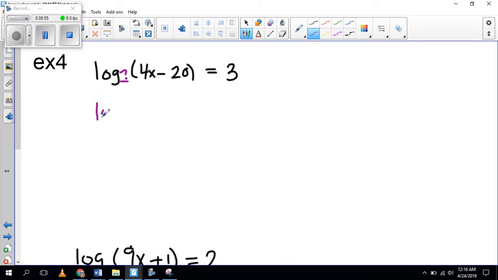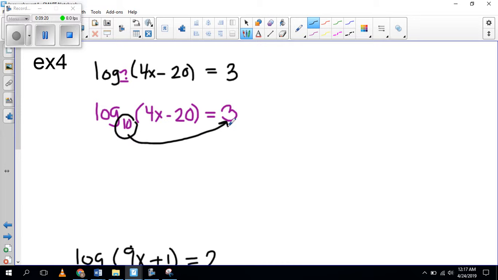So I'm going to rewrite this just to show you how it would look if they actually wrote the number 10 as a base. Okay? And then it'll make it so much easier once I show you this part. And we're going to follow our same pattern, how we rewrite, and then we're going to solve it. Okay? So we go from our base of 10 to our exponent. So 10 is big now, 3 is small. It's going to go over the equal sign, so we're going to put our equal sign, and it's going to equal 4x minus 20.